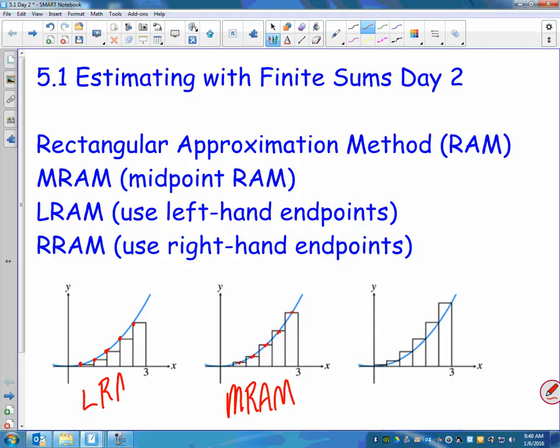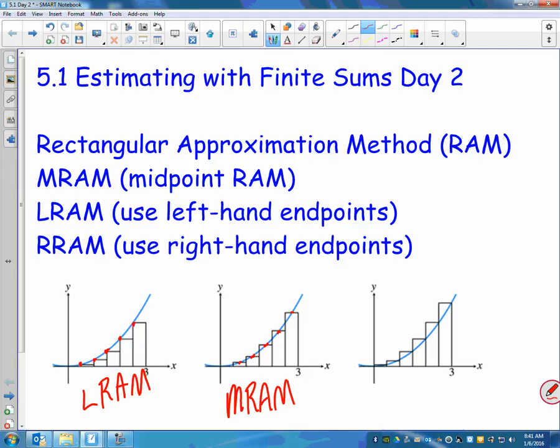Something to think about, will LRAM always be under the curve? Something to think about. Is it always going to look like that?